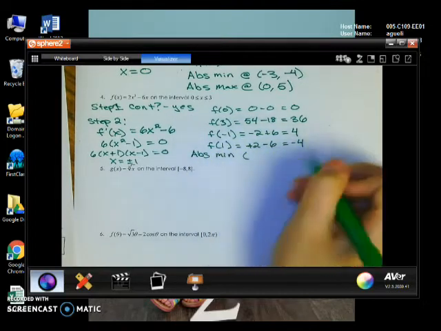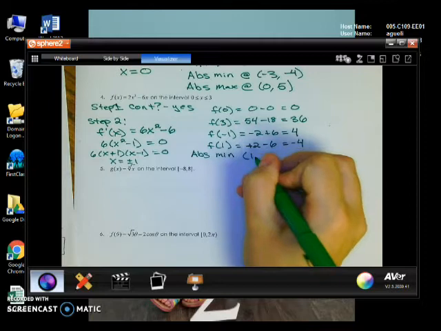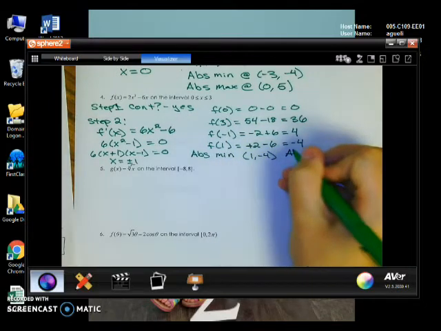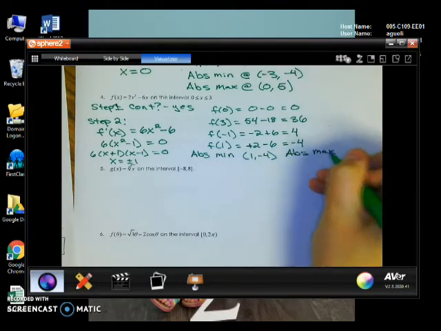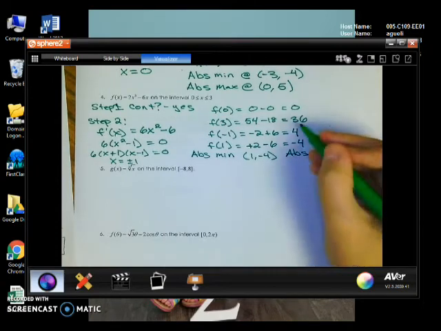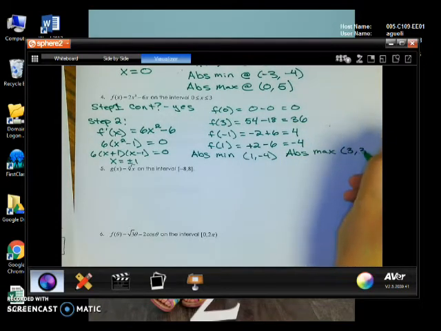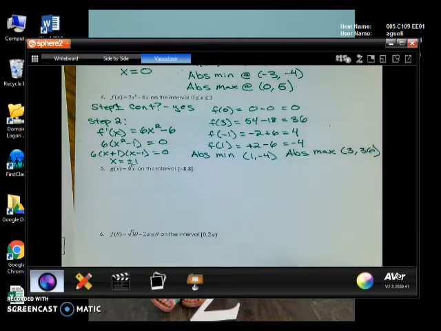So the minimum was that negative 4, right? So we've got (1, -4). And the absolute maximum, the largest, was that 36, so the point would be (3, 36) then. Okay.